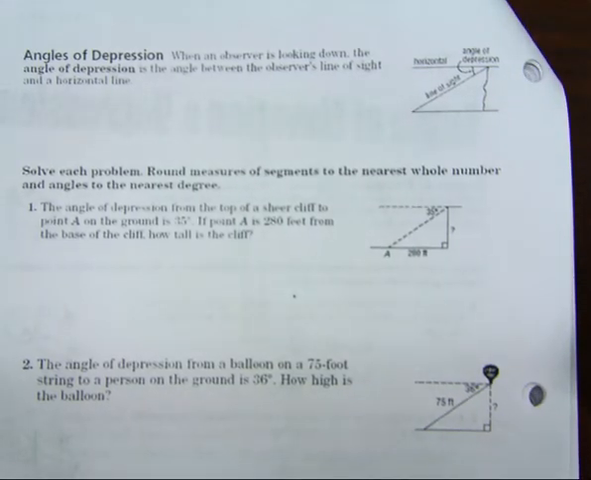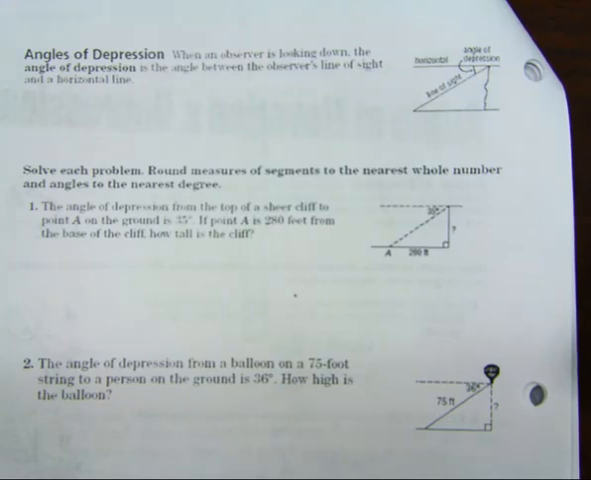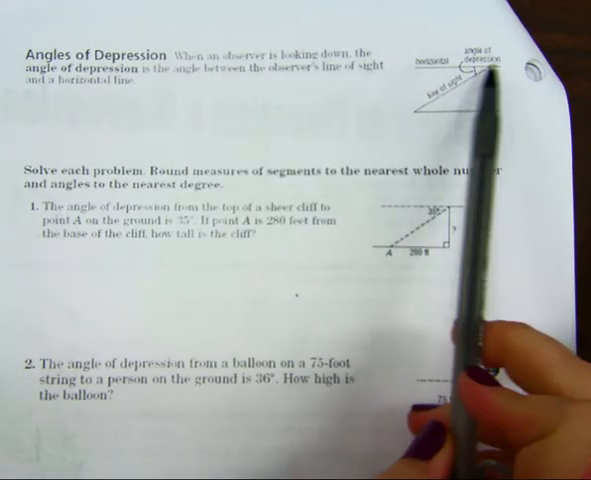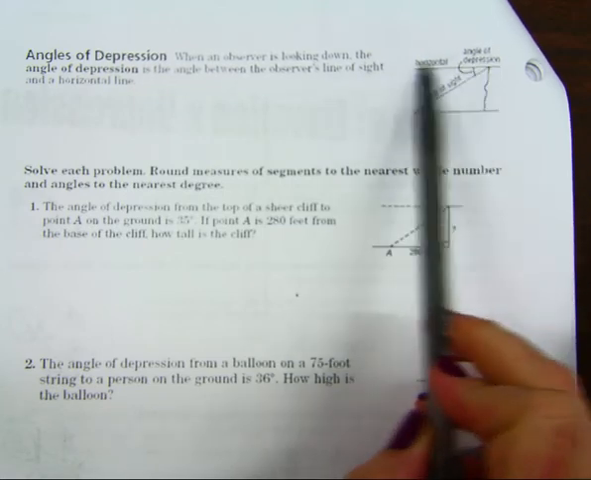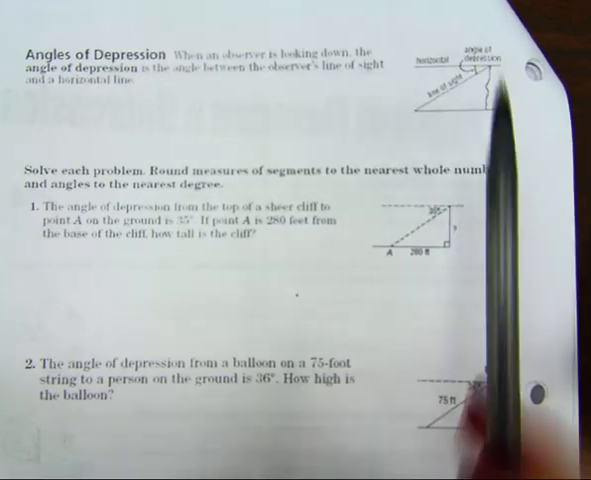All right, on the back, we're going to take a look at angles of depression. And basically, angle of depression is the exact opposite. This is when you're standing, looking straight ahead, and you turn your head to look down. So your angle of depression is the angle formed when you turn your head to look down.